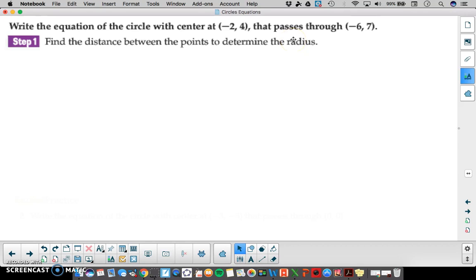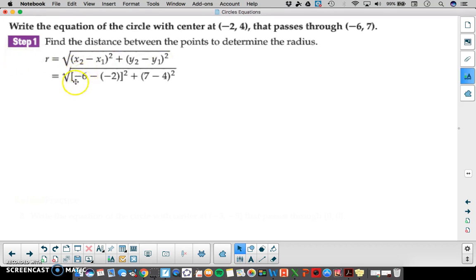Well, if we use the formula for the equation of the circle, we can take the square root of both sides, and that's our distance formula. So r equals the square root of x2 minus x1 squared plus y2 minus y1 squared. Now we're just going to plug in the points. We'll have negative 6 minus negative 2 squared plus 7 minus 4 squared. That gives us the square root of 25, or just a length of 5. So we now know our radius is 5.